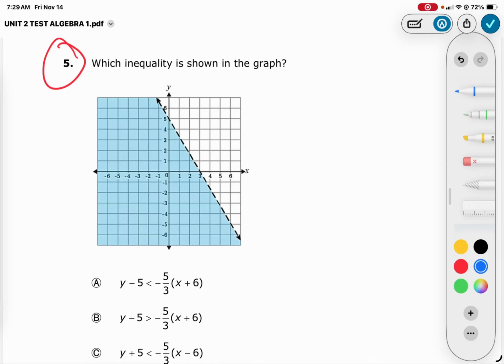Today we're going to be taking a look at question 5 from a unit test for Algebra 1. It's dealing with graphing inequalities, so you have to know whether the line is solid or dotted and whether it's shaded above or below. Those are the main things.